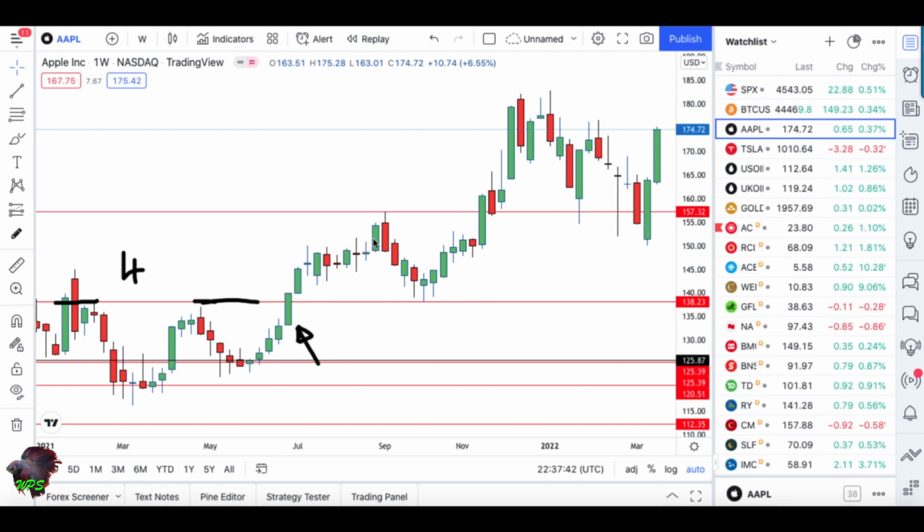Market pushes up, creates a new high for us. Now the more significant swing is here. From here, this is our swing. Okay, this is our swing. So we are looking for the market either to break below this level and push the market lower, or break this level, 157, and push the market higher.